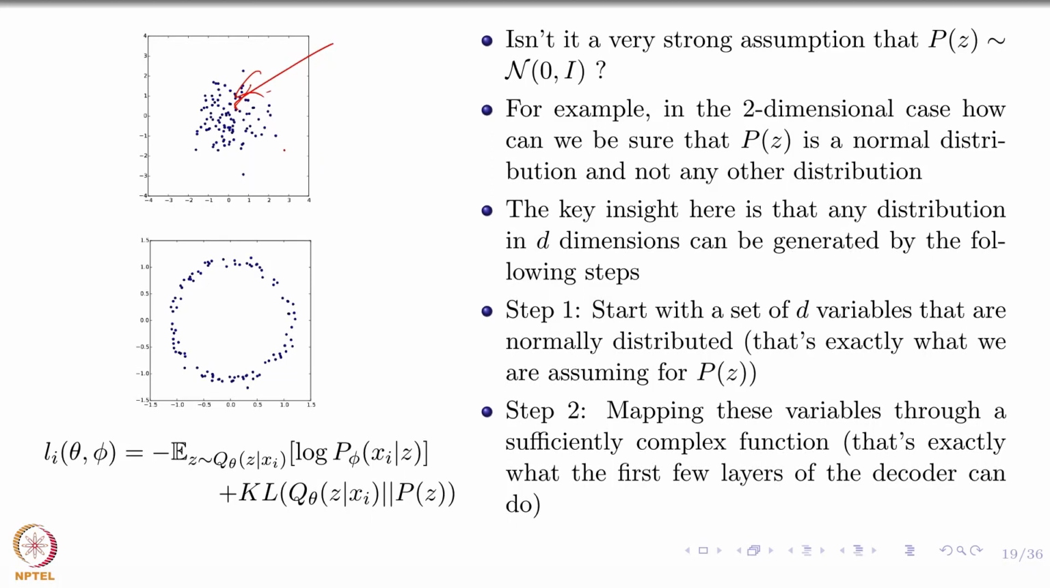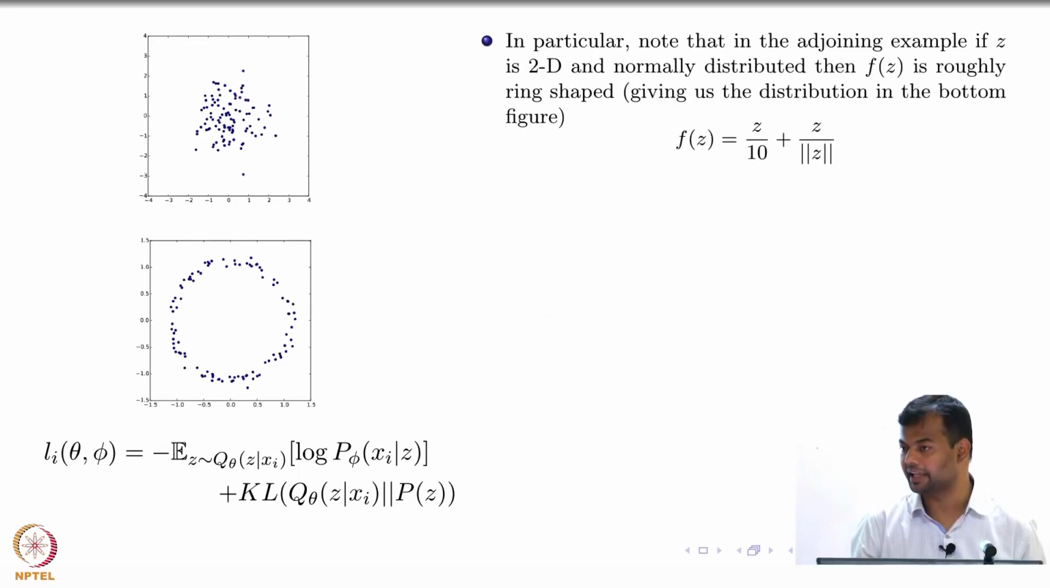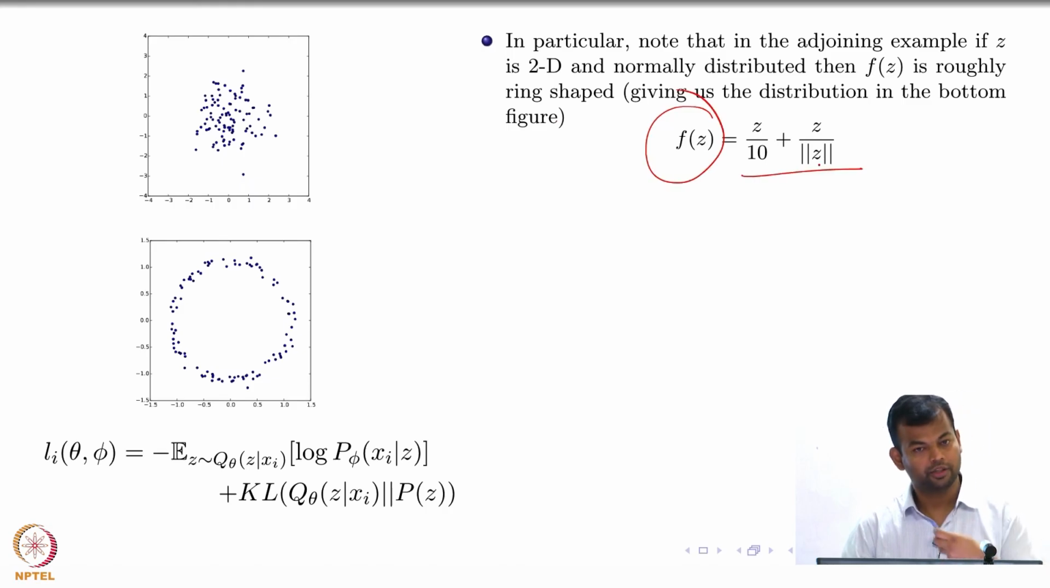You could take a z drawn from here and pass it through a reasonably complex function so that you start getting values which look as if they had come from this other arbitrary distribution that you care about. Let me give you an example. In this particular case, the complex function that I'm talking about is this function. Try this: you draw samples from a normal distribution, map them through this function, and then plot the values. You'll get back the circle that you see in the second distribution.